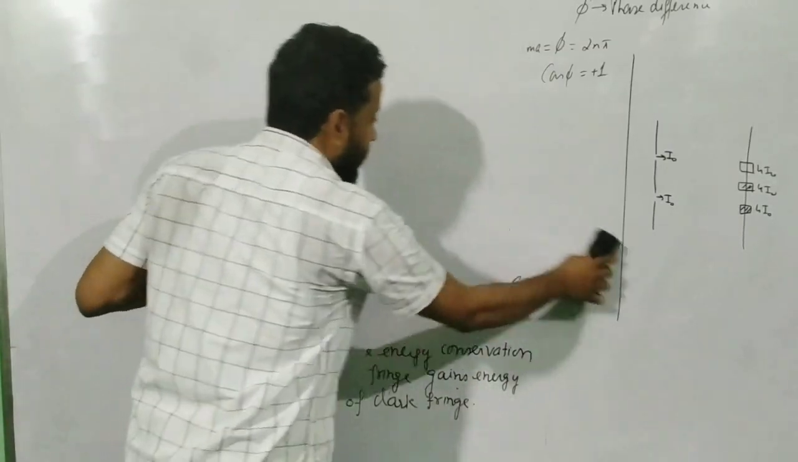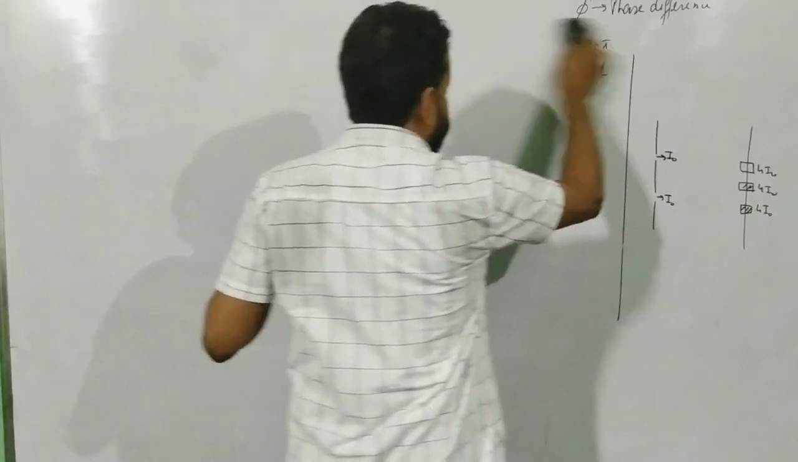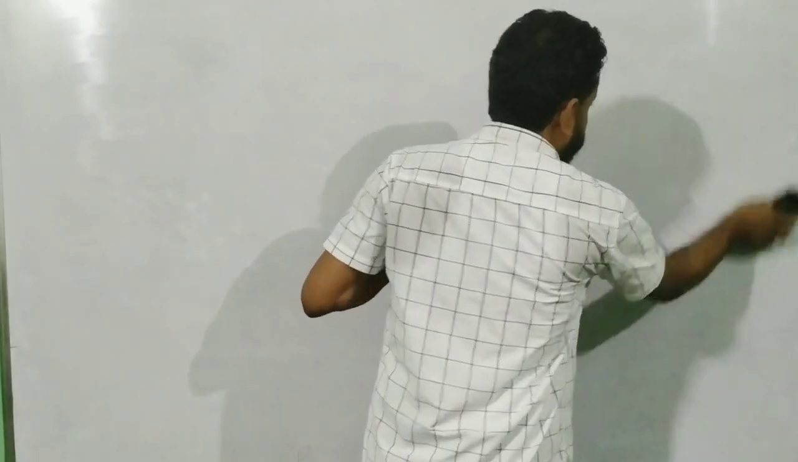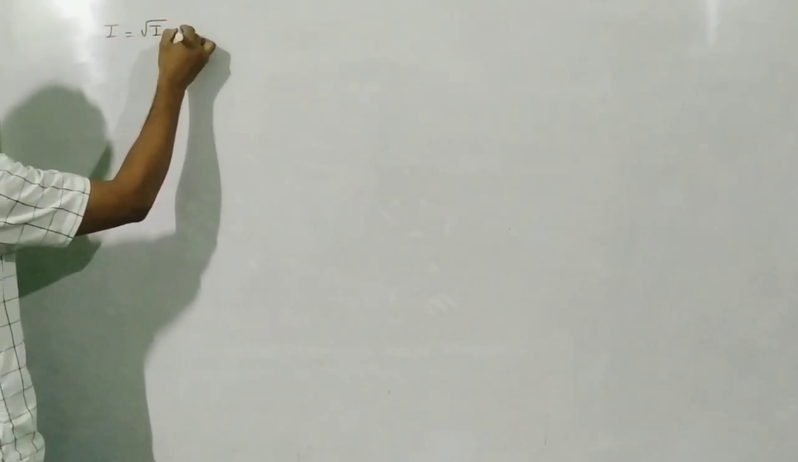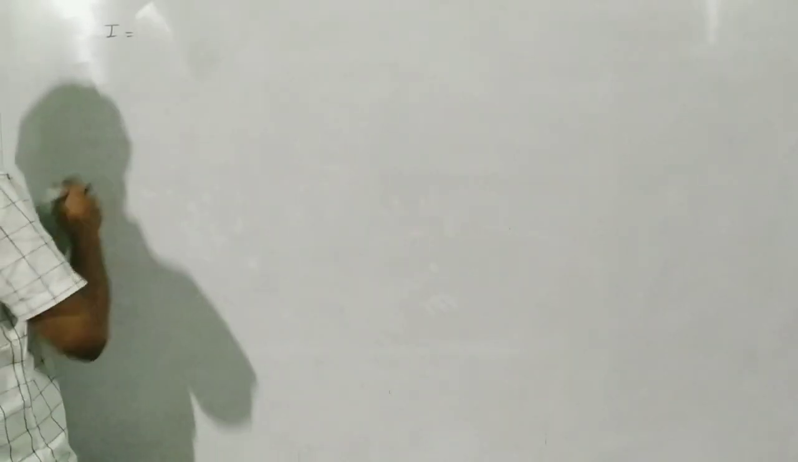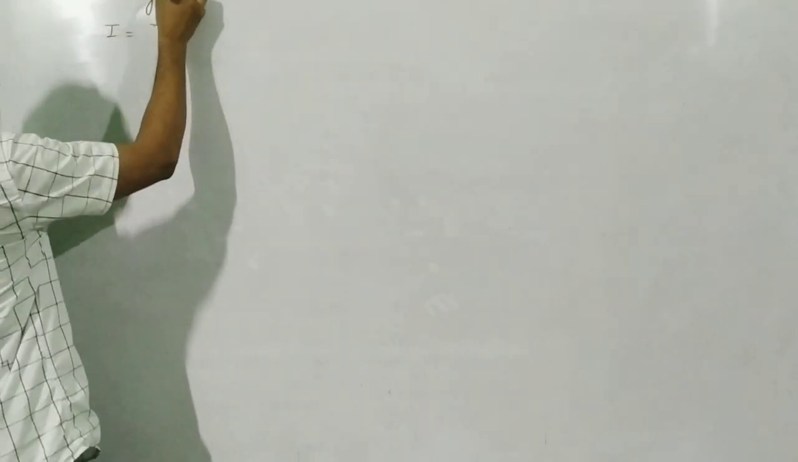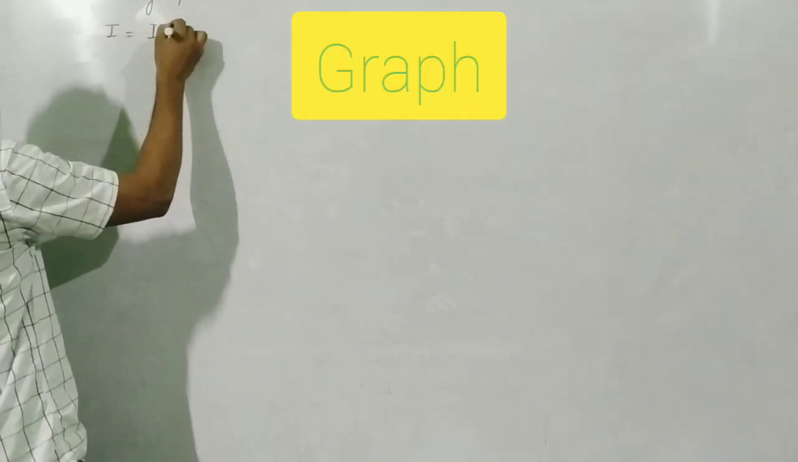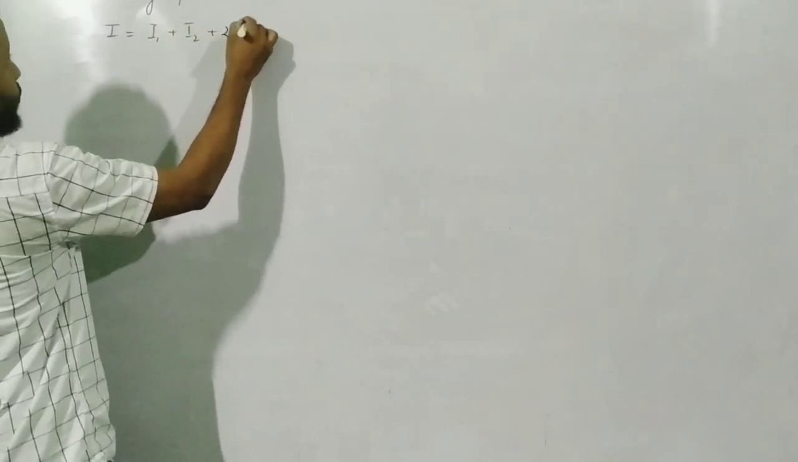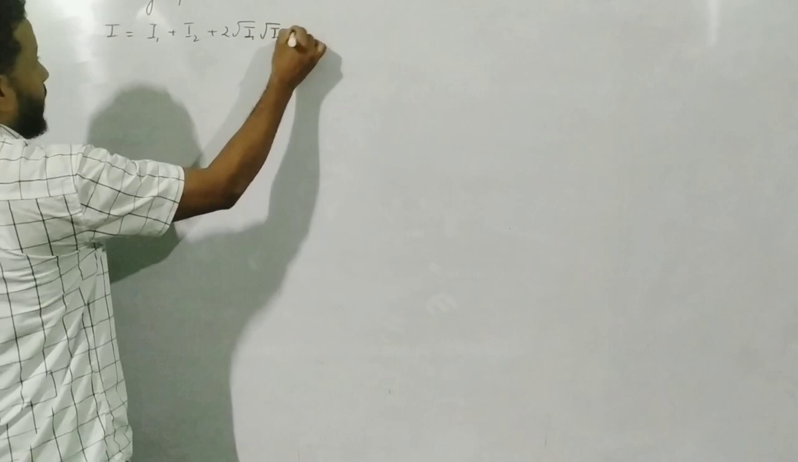This graph is a very frequently asked question in board exams, which I am going to discuss now. The whole idea of this graph is this. We just saw that I is equal to I1 plus I2 plus 2 root I1 root I2 cos phi. Put the heading as graph. This is what we just saw.